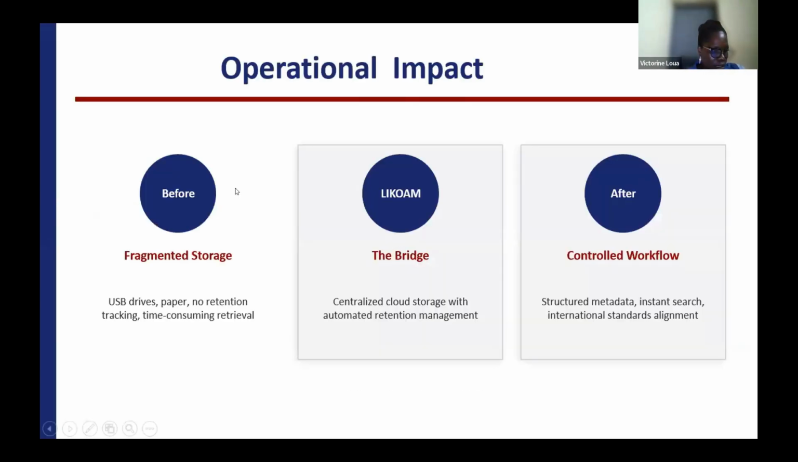Operational impact. Before Liquam, records were stored in fragmented locations: USB drives, personal laptops, and paper files. Retrieval was slow, retention was not monitored, and institutional memory was vulnerable. Liquam acts as a bridge between informal storage and controlled governance.